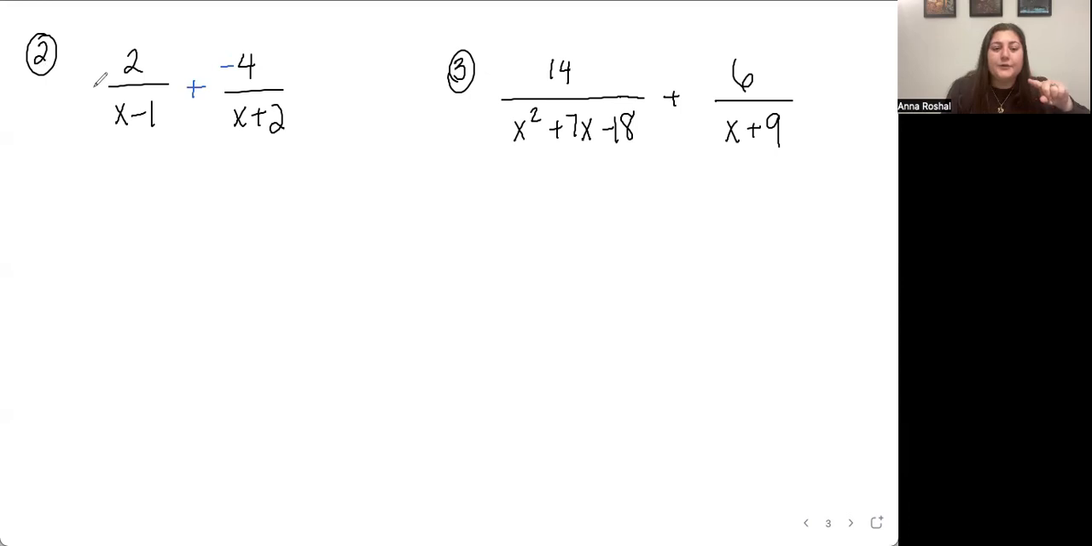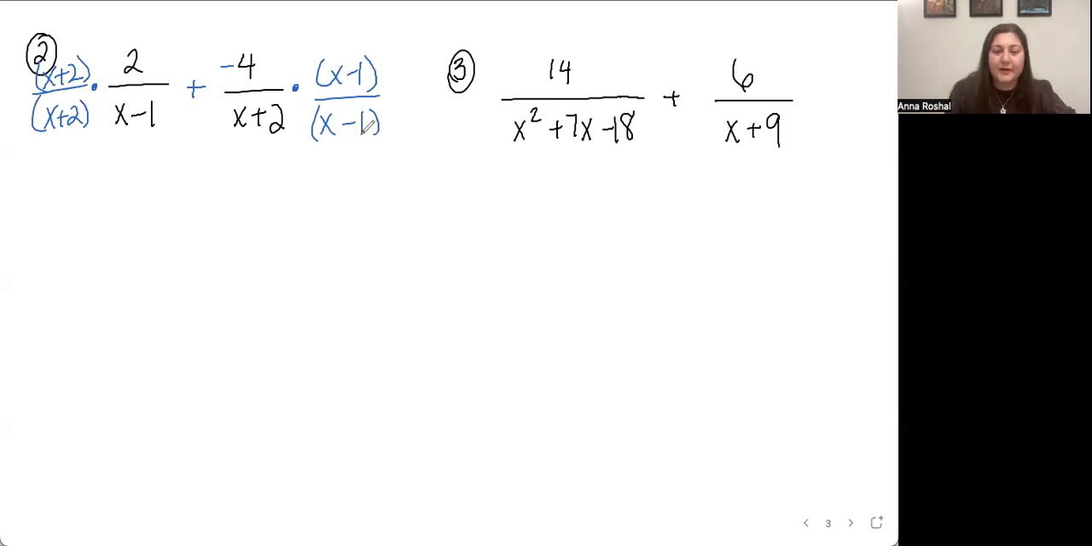Okay. I also know that when I create common denominators, I'm going to multiply the other fraction by whatever this denominator is. So I'm going to multiply this by x plus 2 in the top and bottom, numerator and denominator. And then here by x minus 1, again, top and bottom.